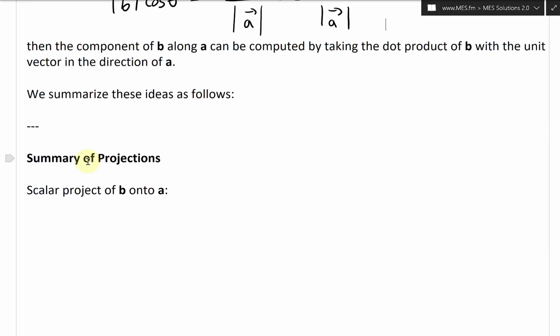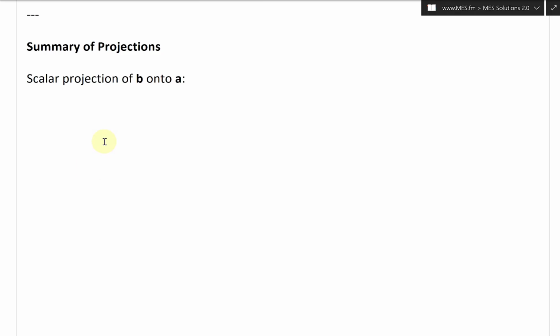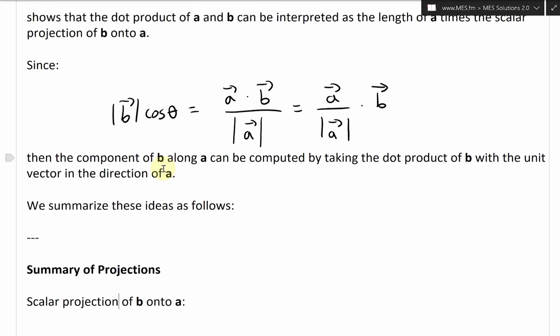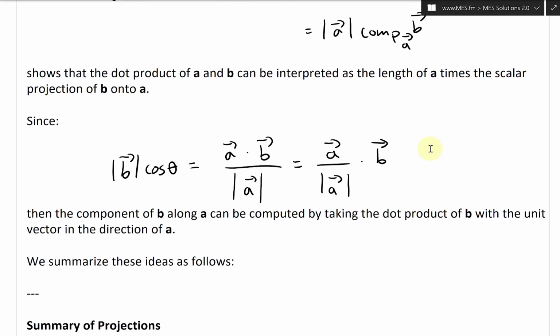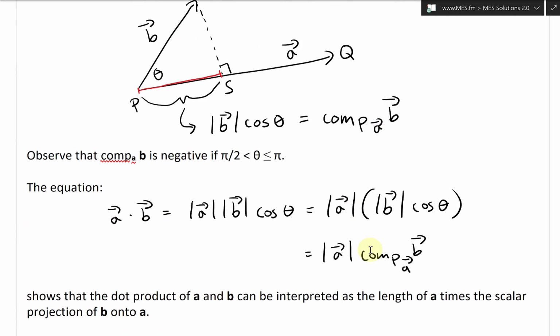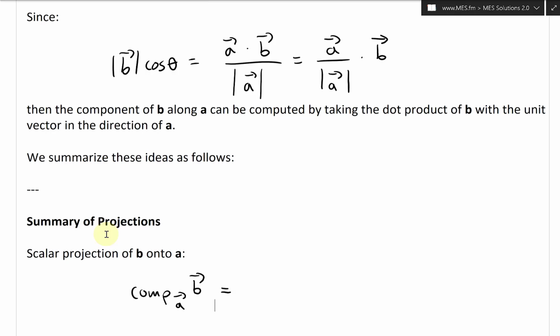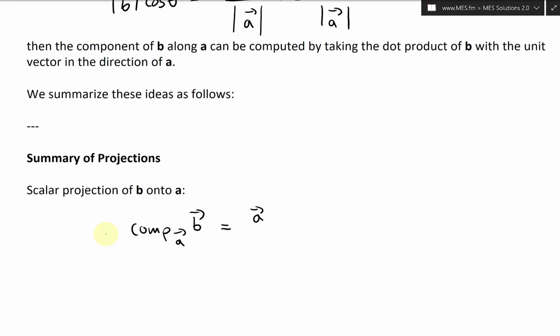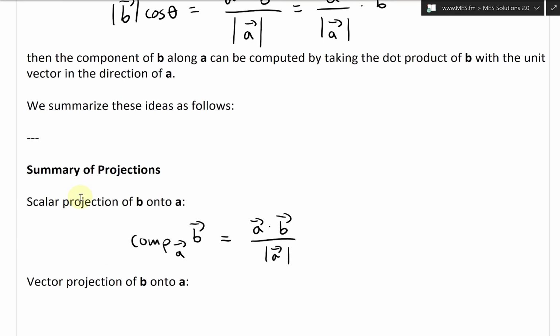So, summary of projections. All right, so the first one is the scalar projection of B onto A. That's just this comp setup over here. In other words, comp, I'll write this here, this is going to be B along A, the subscript A, is equal to, and that is just here, move this over to this other side. So the dot product divided by the length. So the dot product of A dot B divided by the length of A, like this. All right, so that's the scalar projection.